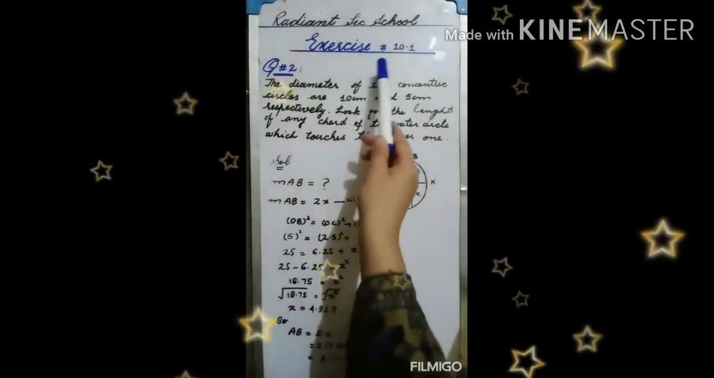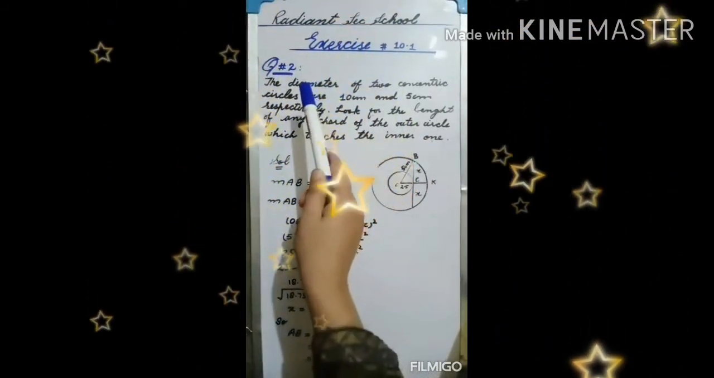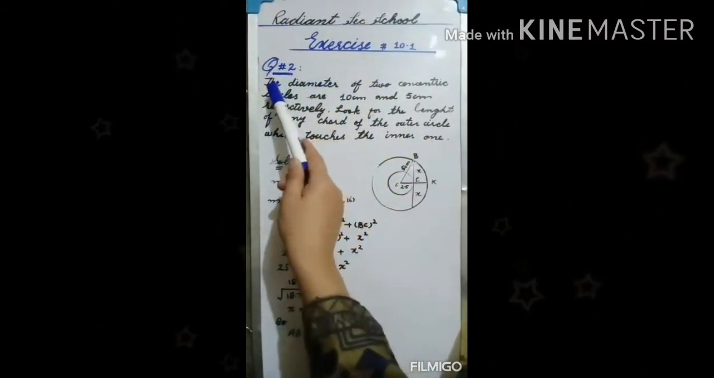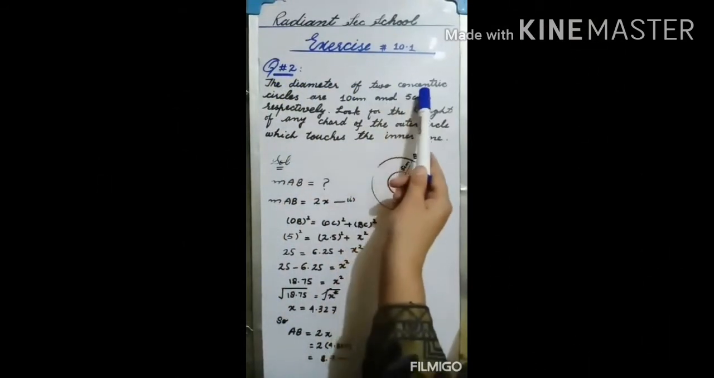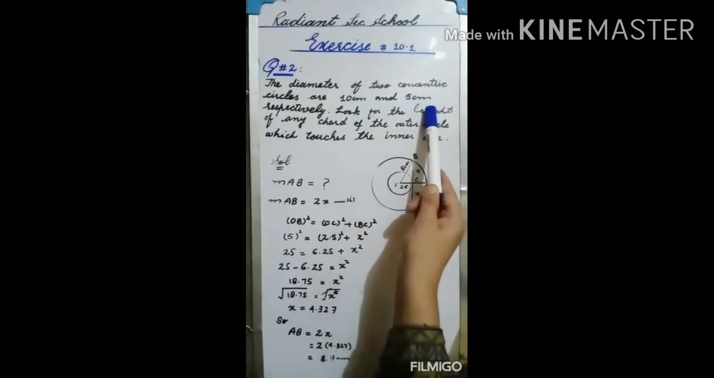Students, now exercise 10.1 is there. In exercise 10.1 we will solve question number 2 only. The diameters of two concentric circles are 10 centimeter and 5 centimeter.